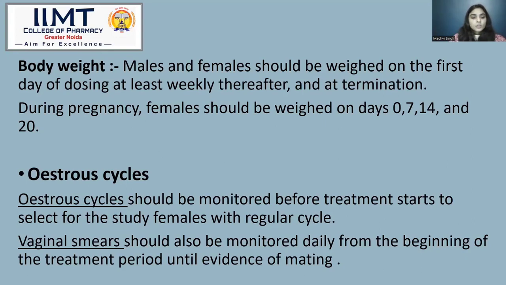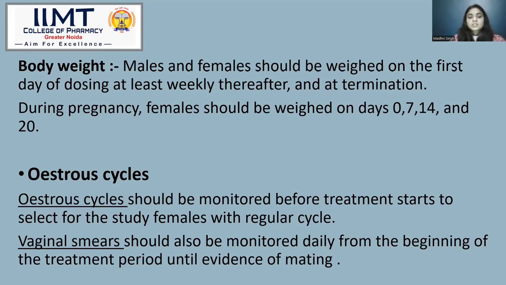Estrus cycles. What is estrus cycle? It is similar to the menstrual cycle in humans. Estrus cycle starts at the onset of sexual maturity and stops during pregnancies. Simply we can say that it is the menstrual cycle in animals.